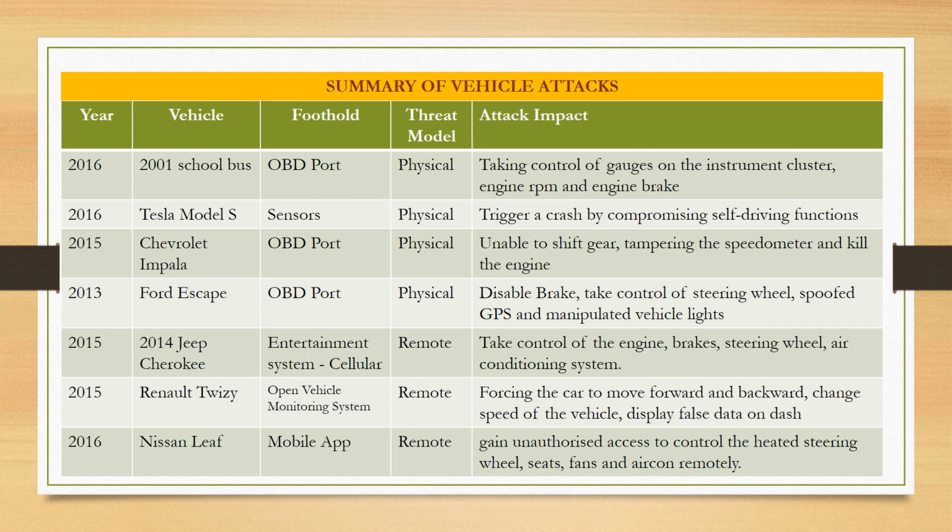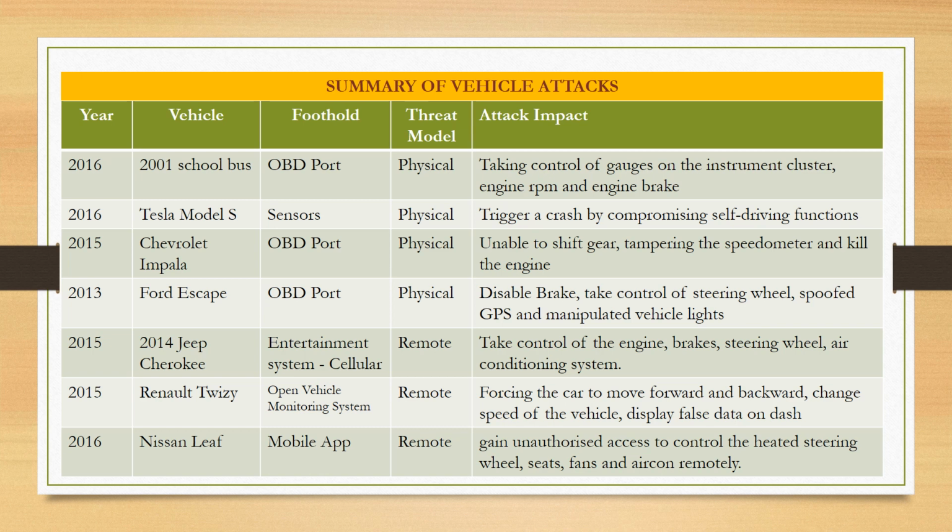In 2015, a Chevrolet Impala was attacked through the OBD port, where the attacker was unable to shift gears, the speedometer gave false readings, and the attacker killed the engine. In 2013, a Ford Escape was attacked through the OBD port, where the attacker disabled the brakes, took control of the steering wheel, spoofed GPS, and manipulated the vehicle lights.